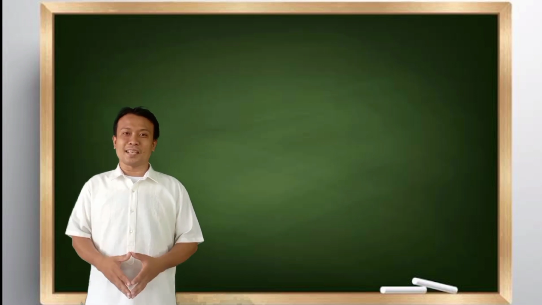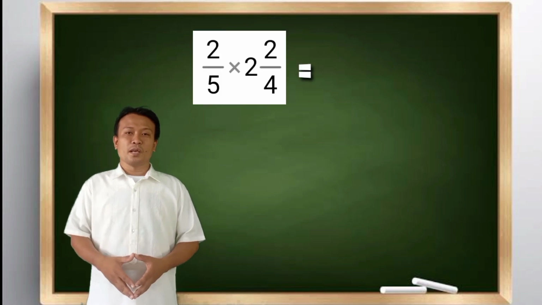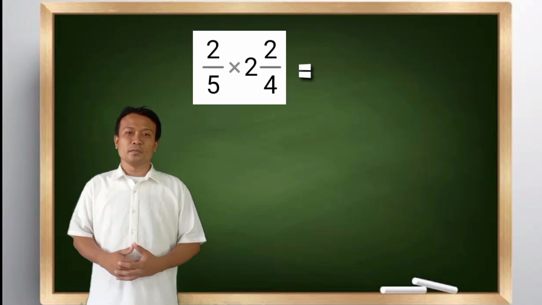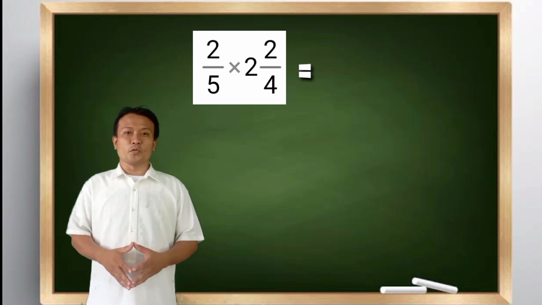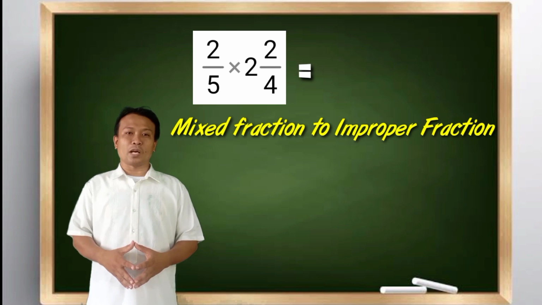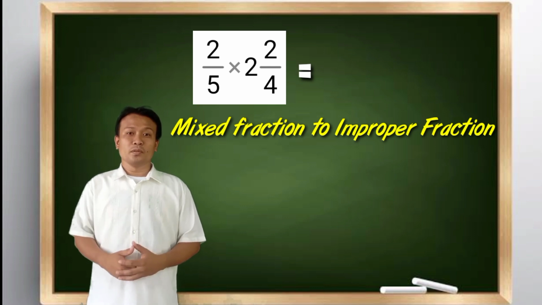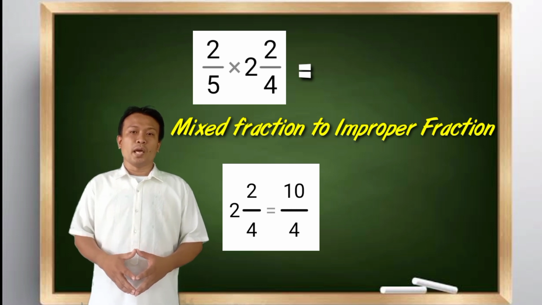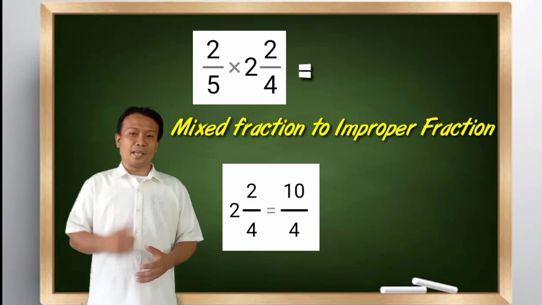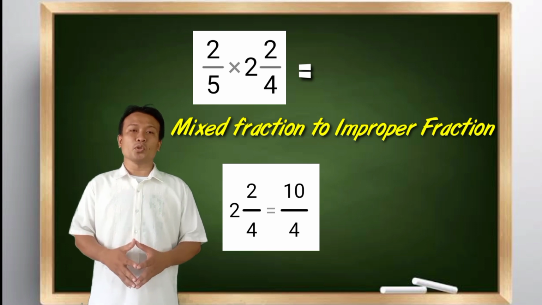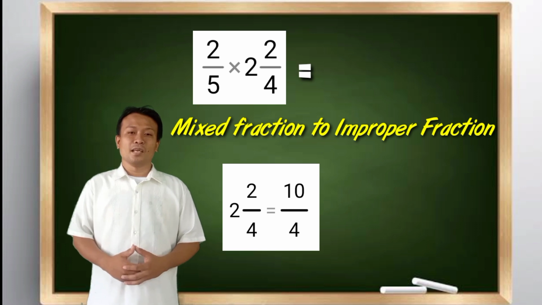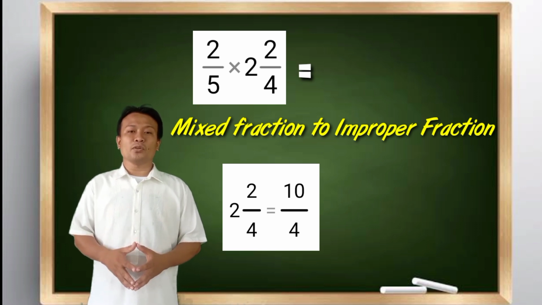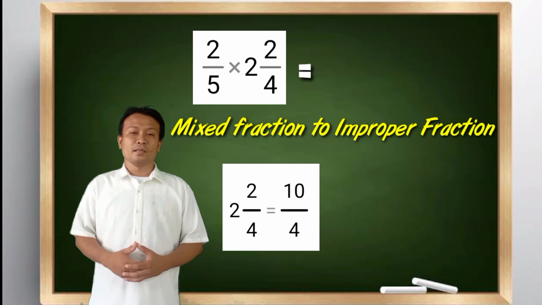Let's have the last example. 2/5 times 2 and 2/4. The same process will be followed. 2 and 2/4 is changed to improper fraction. In doing so, multiply the denominator 4 to the whole number 2, and the product is 8. Then add the numerator 2. The answer is 10. Then, copy the denominator 4, that makes it 10/4.